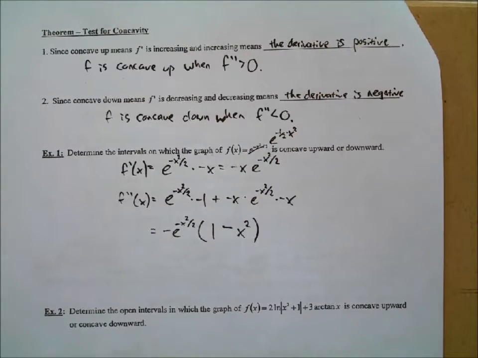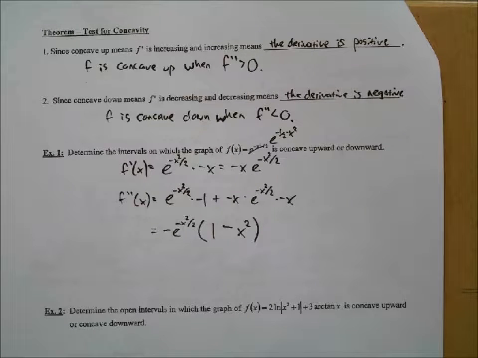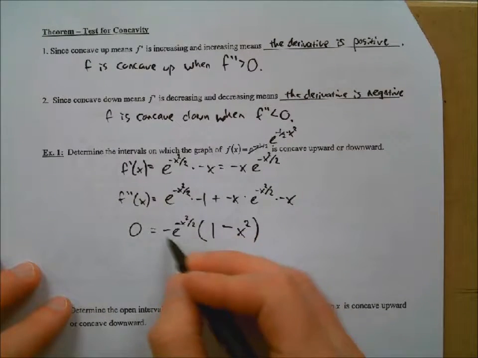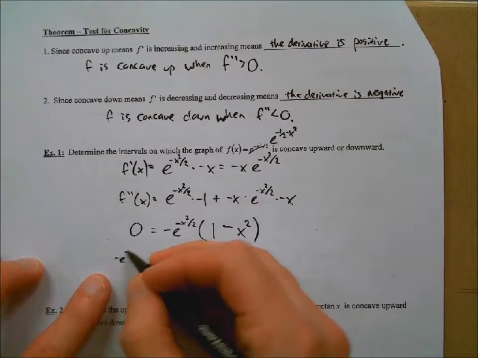All right, what should we do now with our second derivative at this point? We're going to set it equal to 0. We want to find these places where our second derivative is 0, so we can again use that number line strategy. We're going to use that same number line strategy for concavity, just like we used for intervals of increasing and decreasing. So negative e to the negative x squared over 2, that never equals 0, but I'll go ahead and write it out here.